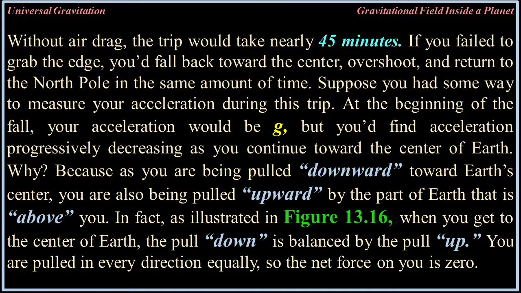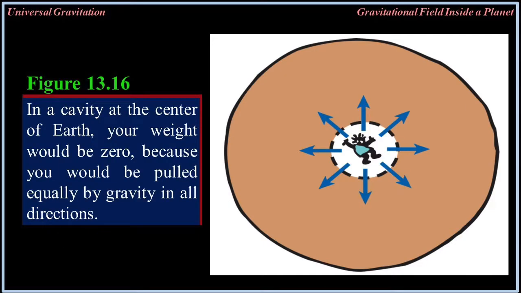Why? Because as you are being pulled downward toward Earth's center, you're also being pulled upward by the part of the Earth that is above you. In fact, as illustrated in figure 13:16, when you get to the center of the Earth, the pull down is balanced by the pull up. You are pulled in every direction equally, so the net force on you is zero. Figure 13:16, in a cavity at the center of the Earth, your weight would be zero because you would be pulled equally by gravity in all directions.